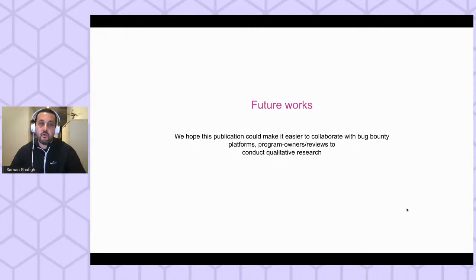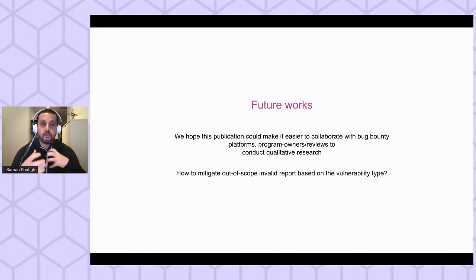Future work is that we hope this publication could make it a bit easier for us to collaborate with the bug bounty platforms, with program owners, reviewers, to conduct more qualitative research, because really they are the main owner of the stakeholders. They have lots of domain knowledge, and unfortunately, because lots of this information is private, we have no access to it. And then another work is that we could develop some kind of mitigation technique, especially for out of the scope invalid reports, based on the vulnerability type.